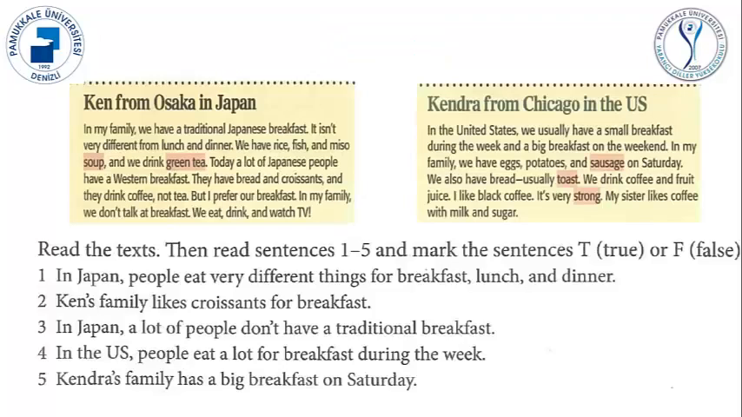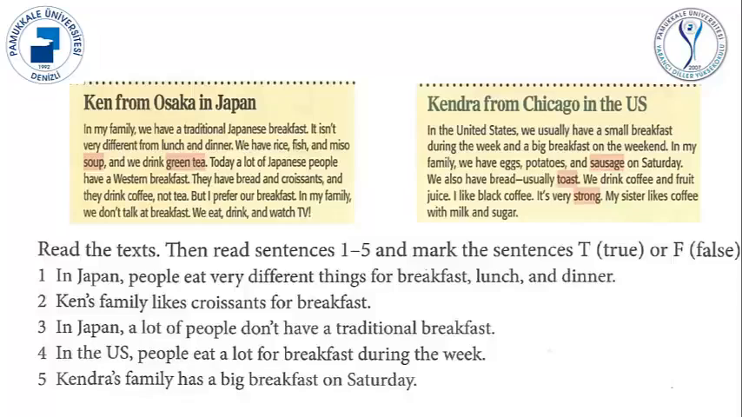There are two passages here. The first one is about Ken from Osaka in Japan. In my family, we have a traditional Japanese breakfast. It isn't very different from lunch and dinner. We have rice, fish, and miso soup, and we drink green tea. Today, a lot of Japanese people have a Western breakfast. They have bread and croissant, and they drink coffee and not tea. But I prefer our breakfast in my family. We don't talk at breakfast. We eat, drink, and watch TV.